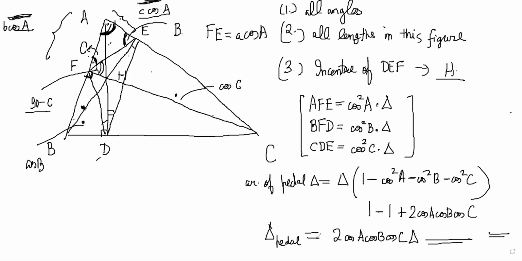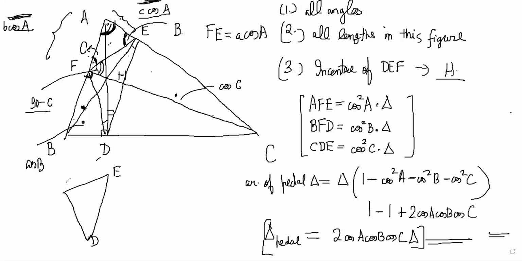Now look at exercise 37, question 18, part 1. If DEF is the pedal triangle of ABC, prove that its area is 2 cos A cos B cos C. We just did that. The radius of the circumcircle is R over 2. Okay, so part 2, how will you do it?